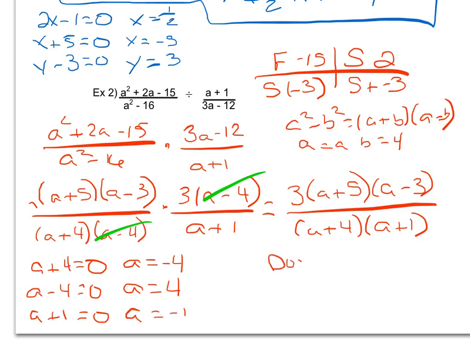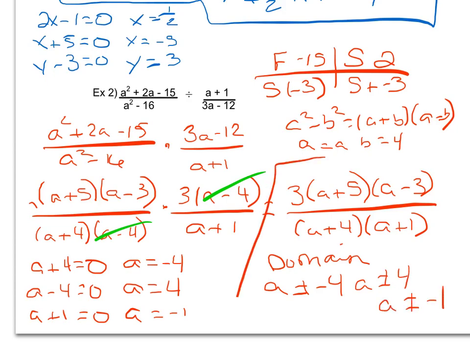So my domain is a cannot equal negative 4, a cannot equal 4, and finally a cannot equal negative 1. And there is my answer in its simplest form, as well as my domain.